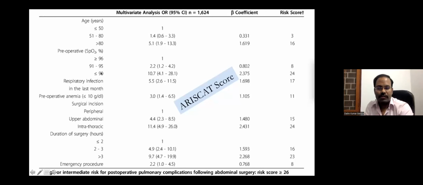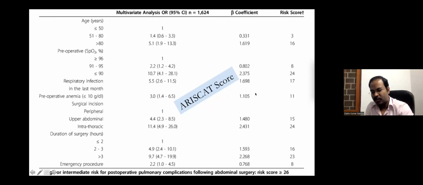If the preoperative oxygen saturation at room air is lower, or the patient had any respiratory infection in the last month, or the patient is coming for upper abdominal surgeries or intrathoracic surgeries, they will be given very high risk scores. Similarly, if the duration of surgery is more than 2 hours or more than 3 hours, then the risk score increases significantly, and emergency procedures also give higher scores. So if you calculate these scores and find the cumulative risk score is more than 26, that means the patient is at intermediate or high risk of development of post-op pulmonary complications.